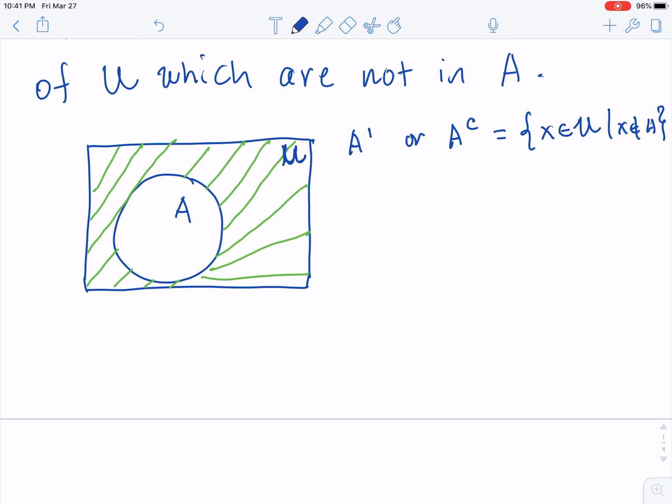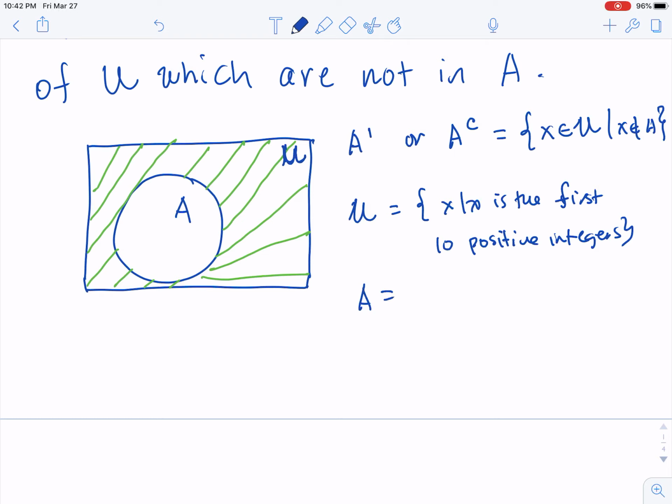Suppose yung U natin ay X such that X is the first 10 positive integers. Ano yung mga yon? So, 1, 2, 3, 4, 5, 6, 7, 8, 9, 10. Tapos, ang A natin ay 1, 3, 5. Ano yung complement of A?